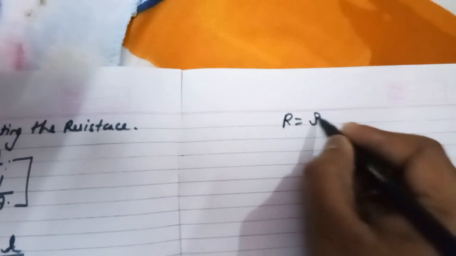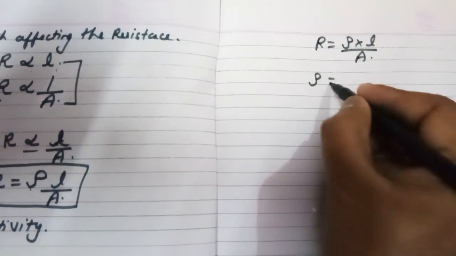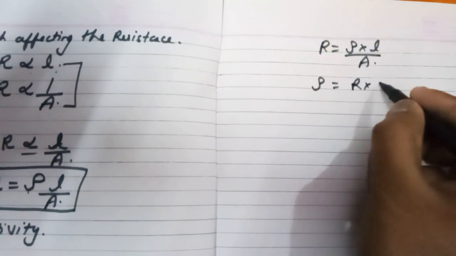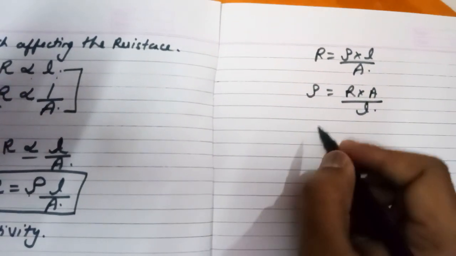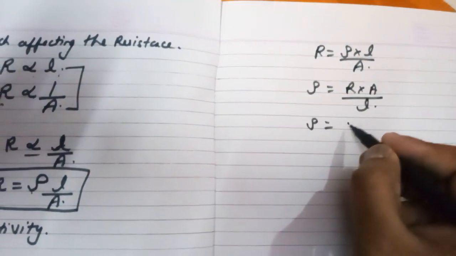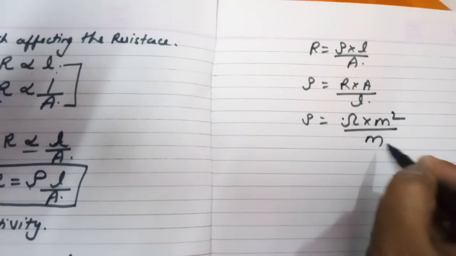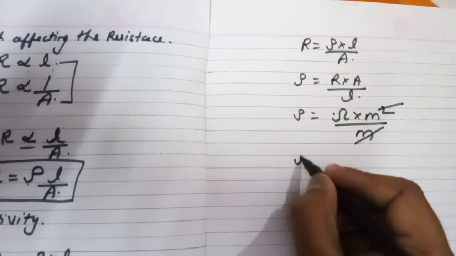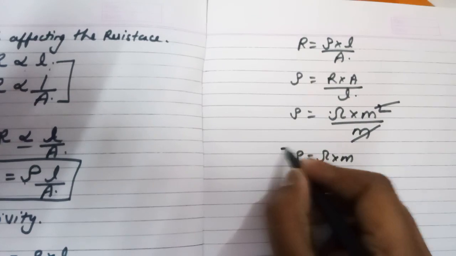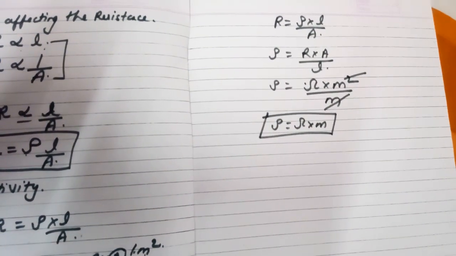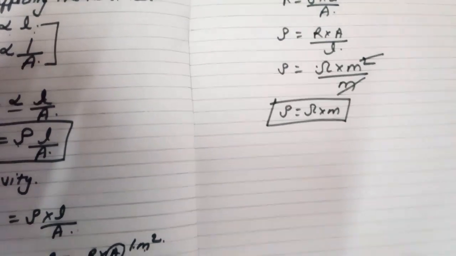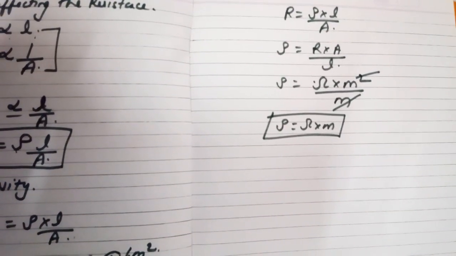Now we find the SI unit of resistivity. We know that R equals rho into L upon A, so rho equals R into A upon L. Now rho equals resistance, SI unit is ohm, times area, meter square, upon length, meter. Meter square upon meter gives meter. So rho has unit ohm into meter. So the SI unit of resistivity is ohm meter.